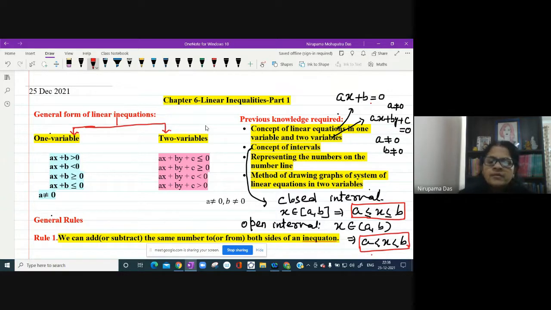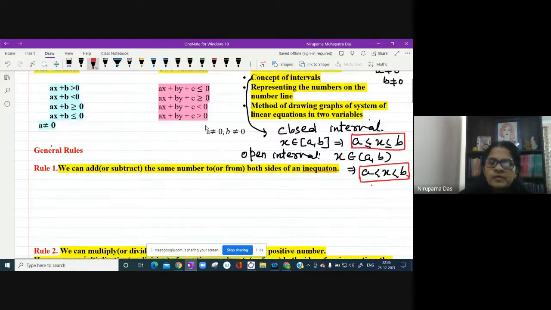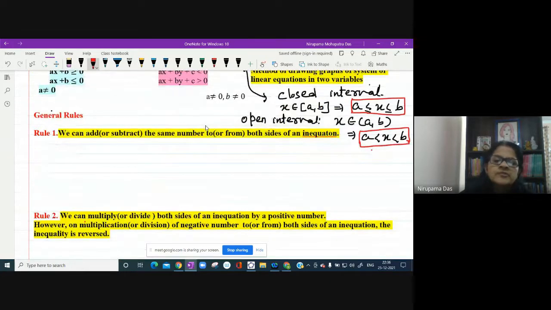Okay, now there are some rules. Just like in the case of equations, we have some rules. For example, we can add or subtract any number to both sides of an equation. We can multiply any number to both sides of an equation so that the value doesn't change. Similarly, we have some rules in the case of inequations also.